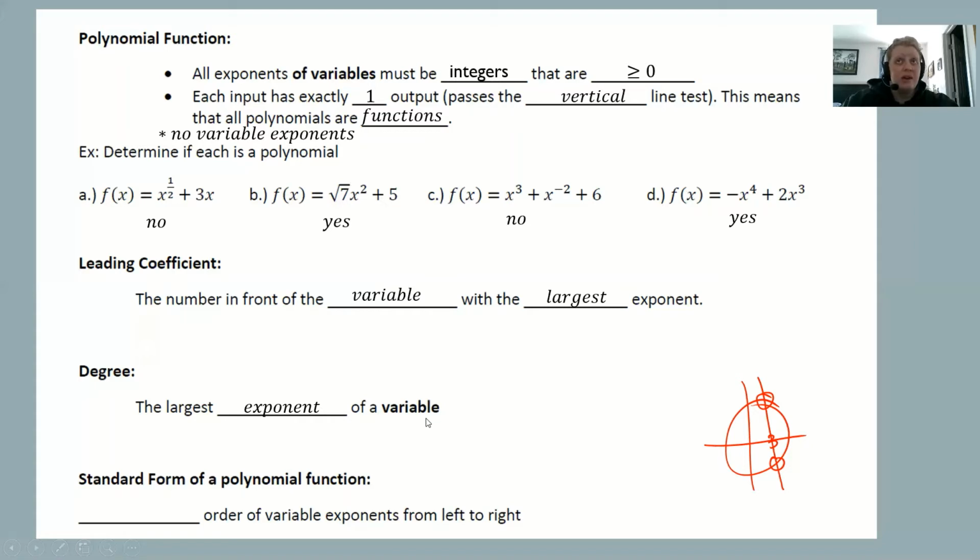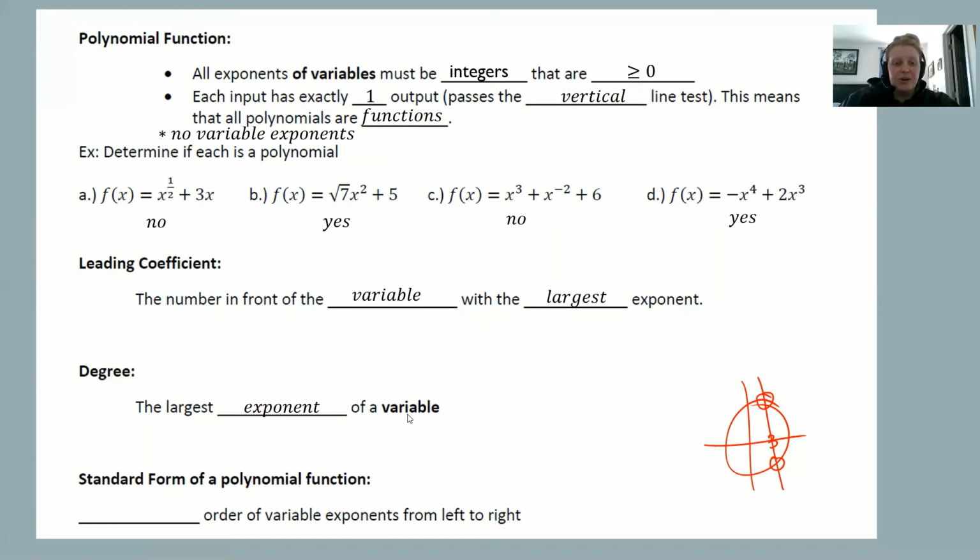So if you have like x to the 5th plus 5 to the 10th, 5 is not a letter, so we don't pay attention to that when we're classifying. We would say, oh, the degree is 5 because it's x to the 5th. If you had x to the 5th plus x to the 3rd, 5 is more than 3, the degree is still 5.